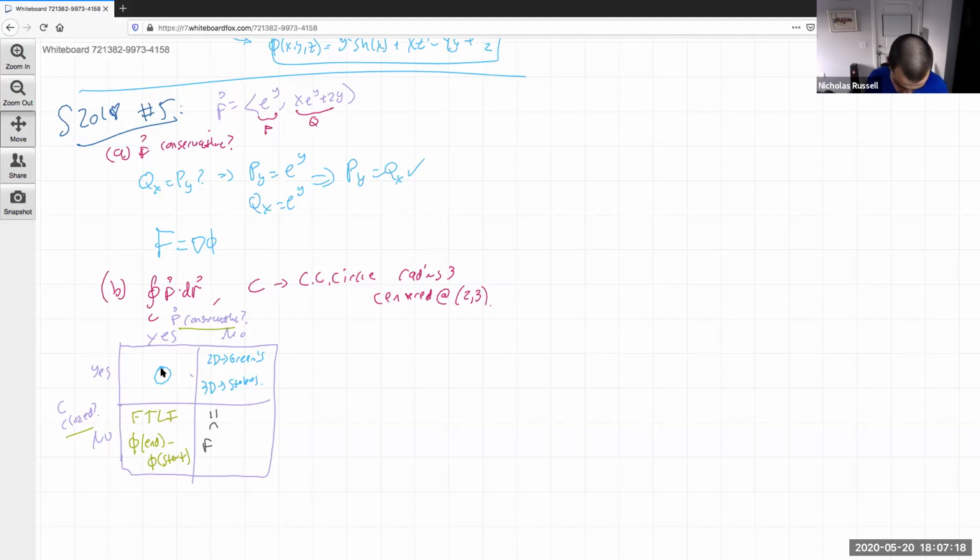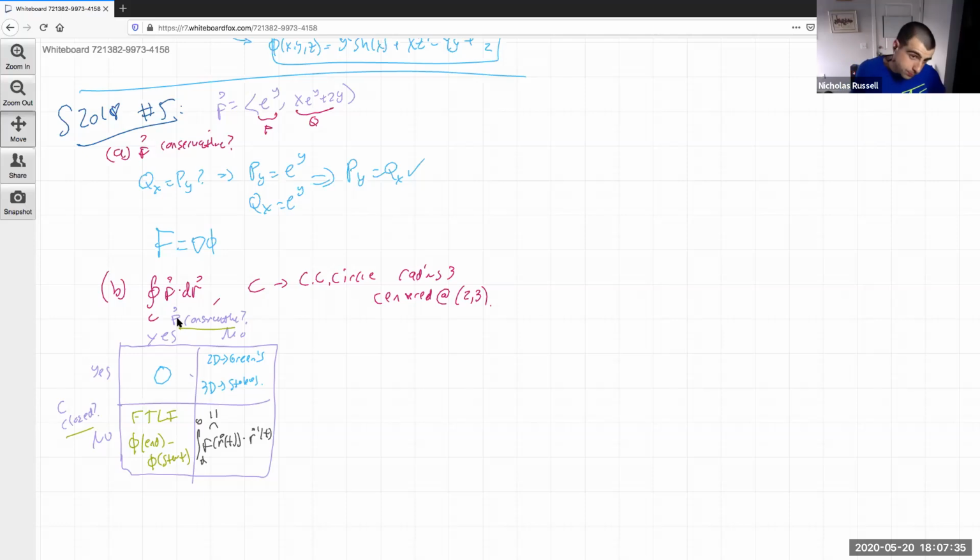F of r of t times r prime of t, integrating in that way. These are all for these types of integrals, all for these types of work integrals. This is always the exact technique that we use.